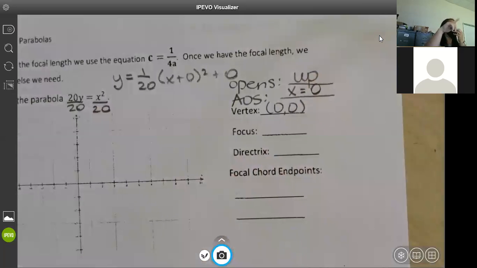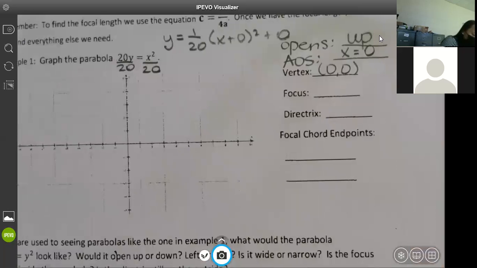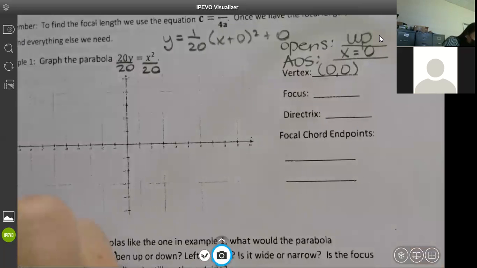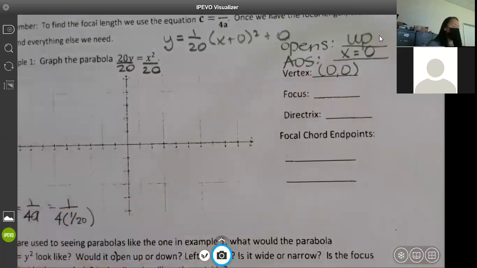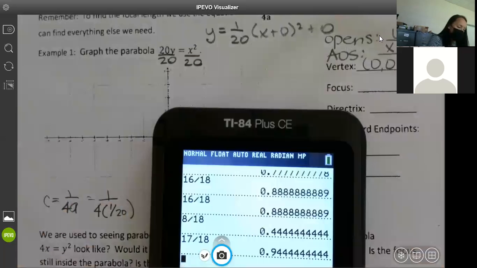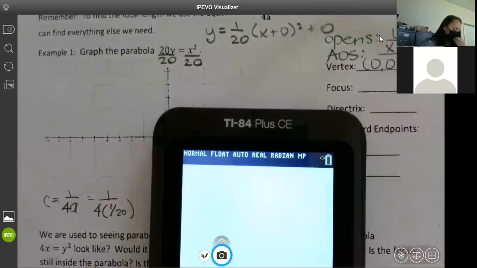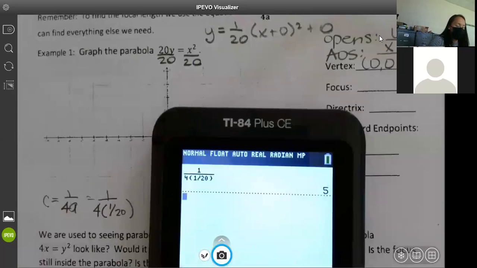Remember, the rest is based off of that c. So c equals 1 over 4a. So we're going to do that at the bottom. A is that first number, 1 over 20. I didn't really show you guys this in the calculator, but you should be able to handle it. I always do alpha y equals and type it in so that way I don't screw it up with the way that I put it in. So it looks just like this. And then I get 5.